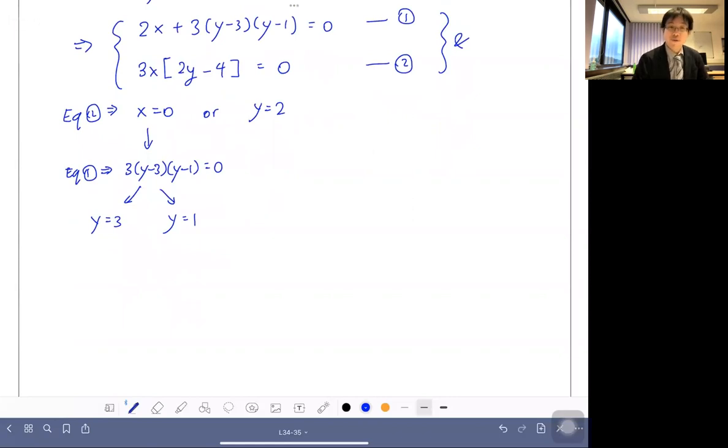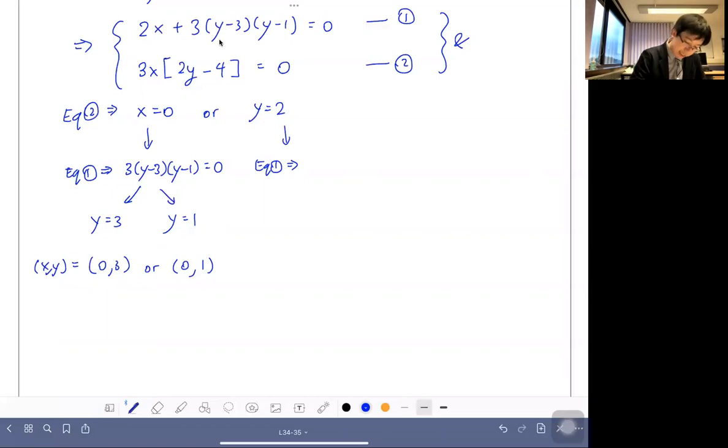In fact, now I have 2 of the answers already, because I need both equation 1 and 2 to be satisfied. So one option is (x, y) equals (0, 3), or another option is (x, y) equals (0, 1), right? But another option is y equals 2. So let's see what equation 1 implies if equation 2 implies either this or this.